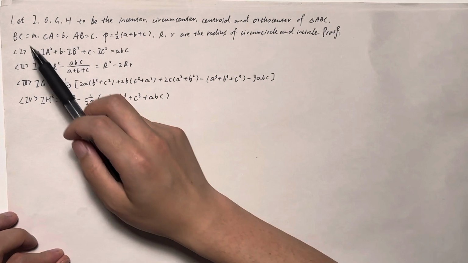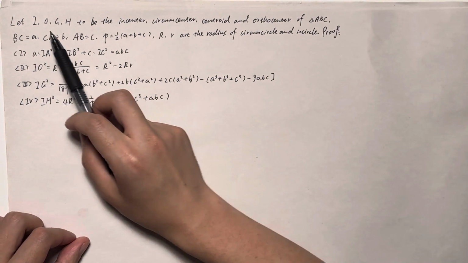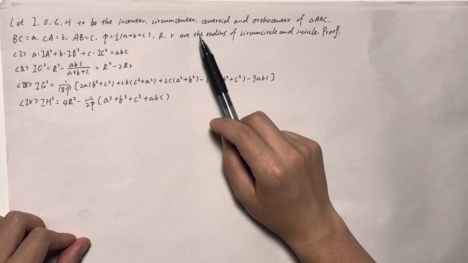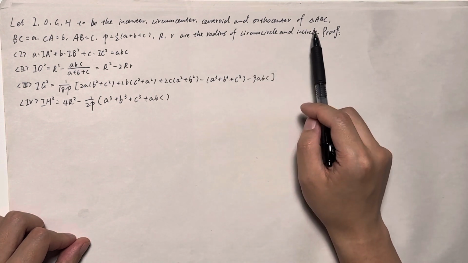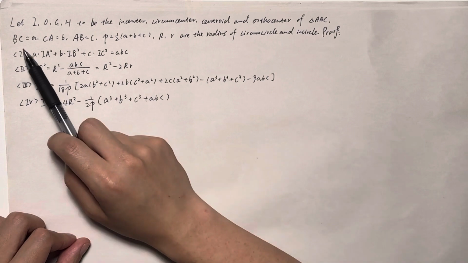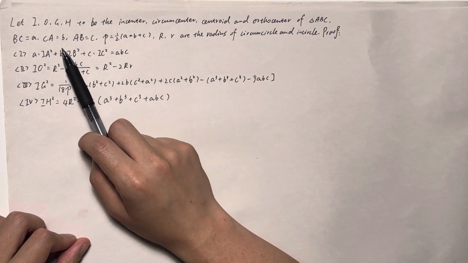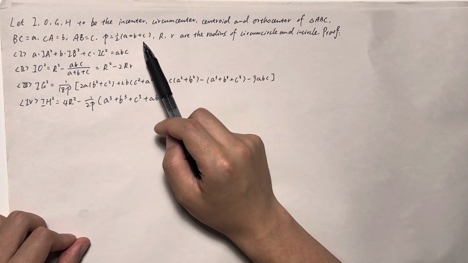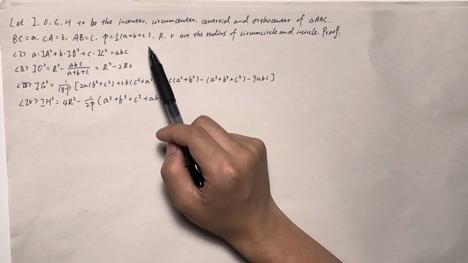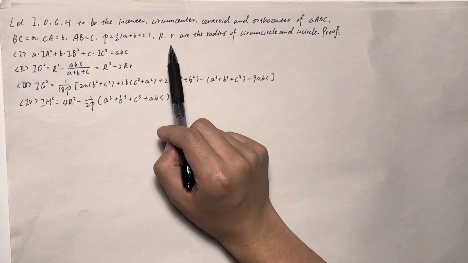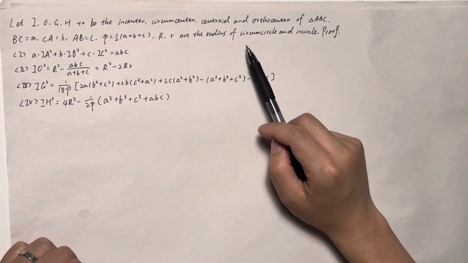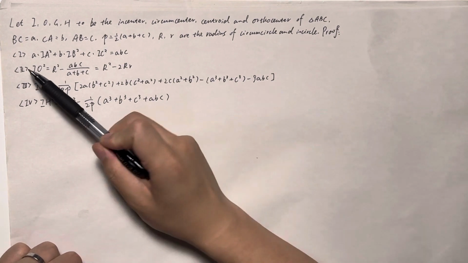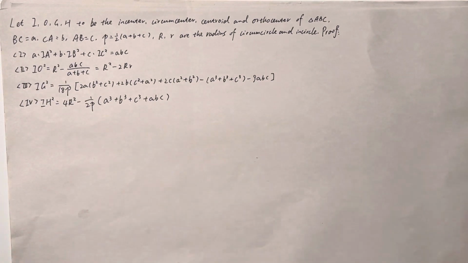Let's check this problem. Let I, O, G, H be the incenter, circumcenter, centroid, and orthocenter of triangle ABC. BC equals a, CA equals b, AB equals c. p equals half of a plus b plus c, that's the half perimeter. R and r are the radius of the circumcircle and incircle. Prove 1, 2, 3, 4.